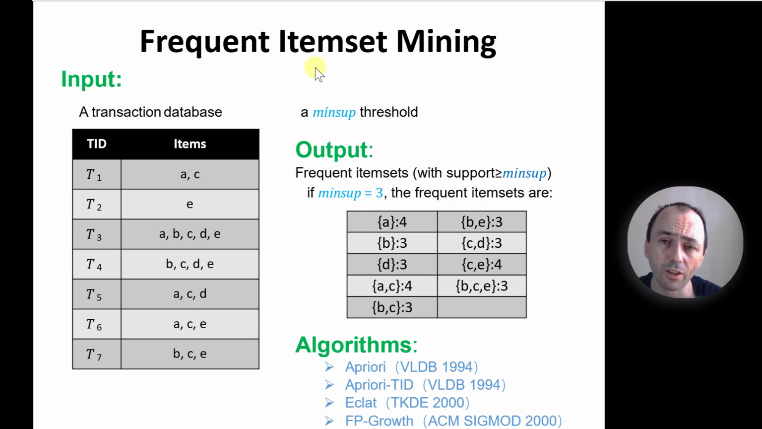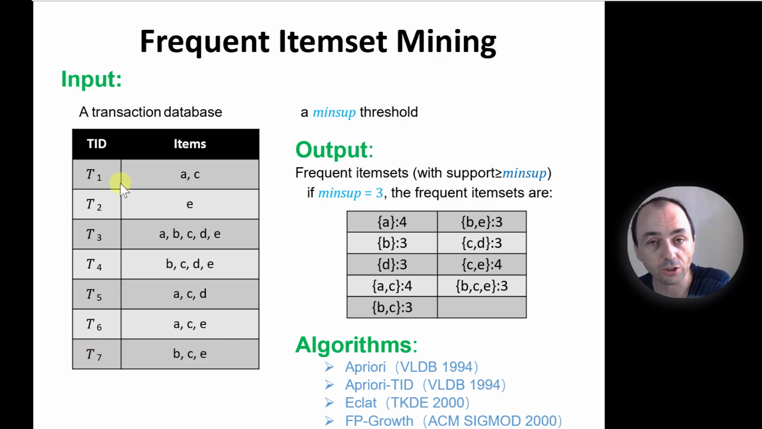So what is frequent item set mining? Let's say we take the example of shopping to make this simple, okay? So here as input, I have what we call a transaction database. That means a database of transactions, what the people buy in a store. So here in this database, we have 7 transactions, T1 to T7.